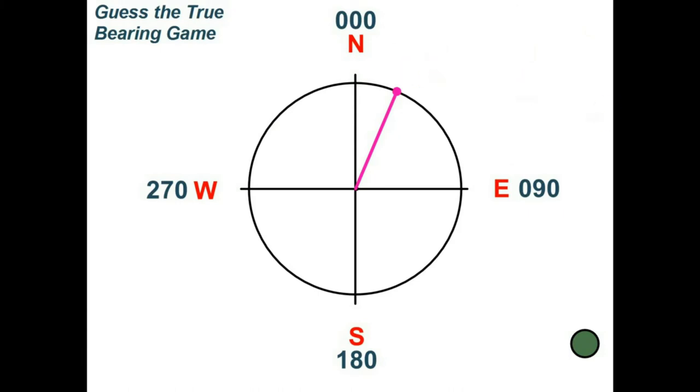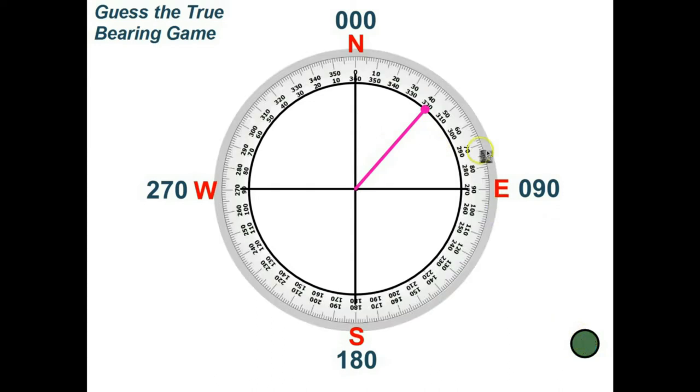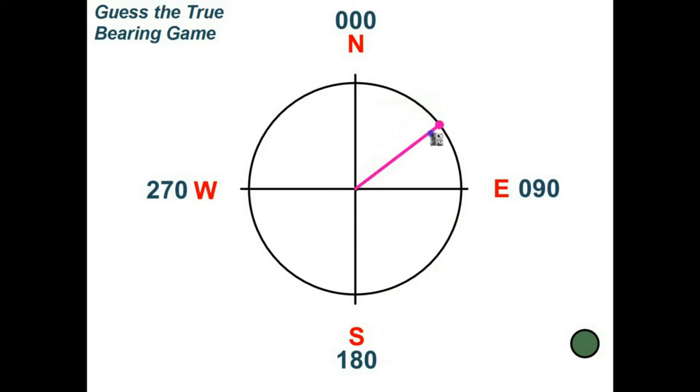Okay, let's play a little game. We're going to play the guess the true bearing game. So I'm going to give you an angle or a bearing. I want you to guess what it is, and then we can check it. Okay, so in your head, try to guess what angle we have here between north and the pink line. Putting the compass over the top, that looks like it's about 41 degrees or 041.